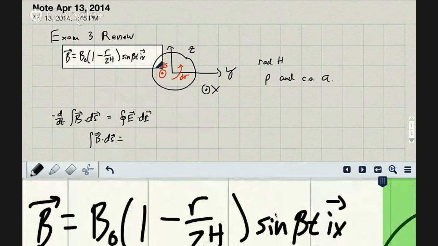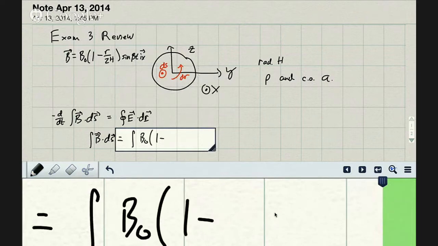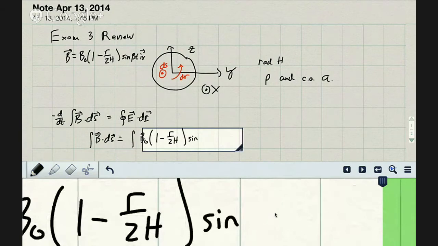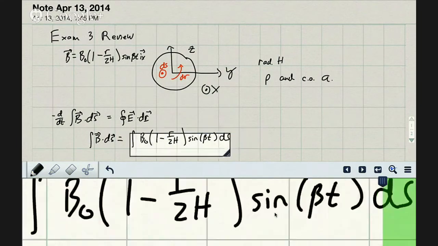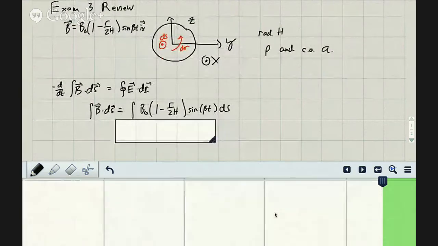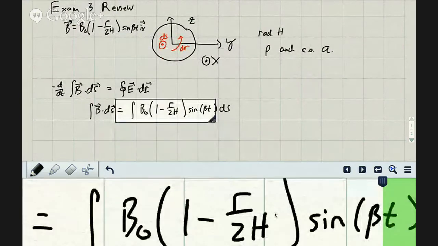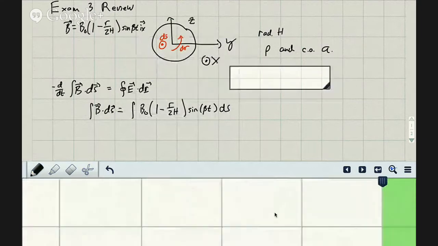We have ds pointing out. We have v in the ix direction, which is also out. Good. So this means that we're going to have the integral of B0 (1 minus r over 2h) sine beta t here, and then ds, a nice perfect cross product there. The idea is we want to integrate over the inside area of this loop, and so we want to break up ds so it accommodates this function, which is a function of r. The best way to do that, in my opinion, is to break this circle into rings.